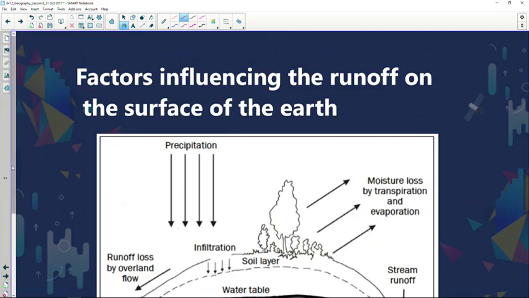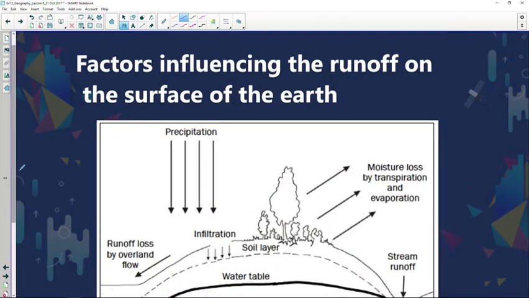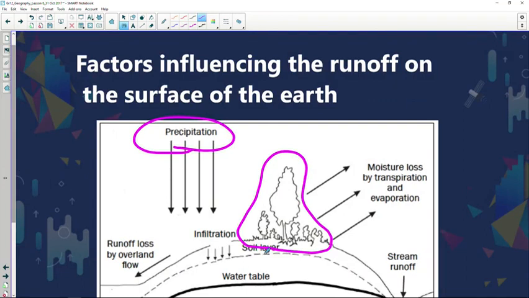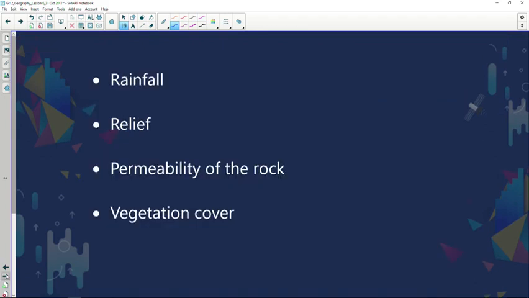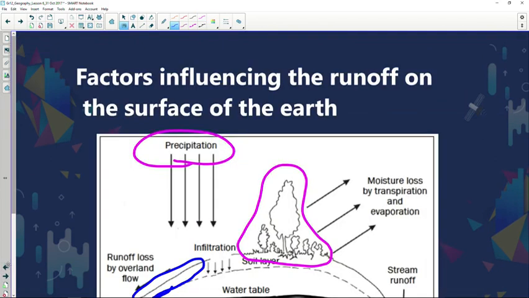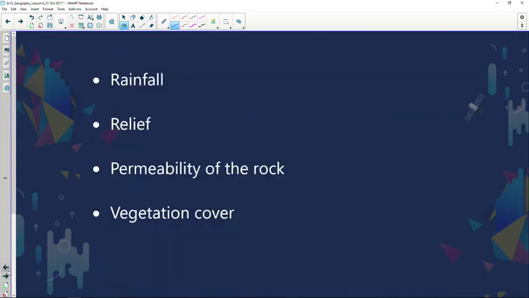Now, there are certain factors that play a role. What makes water not infiltrate, and what makes the water rather run on top of the surface? There are quite a few of them. Very importantly, the amount of precipitation, the amount of rain, the soil cover that you see over there, vegetation. Then another important one is the steepness of slopes, as you can see. Now, these factors are on the next page, and I want to discuss all of them in detail. The first one is precipitation.